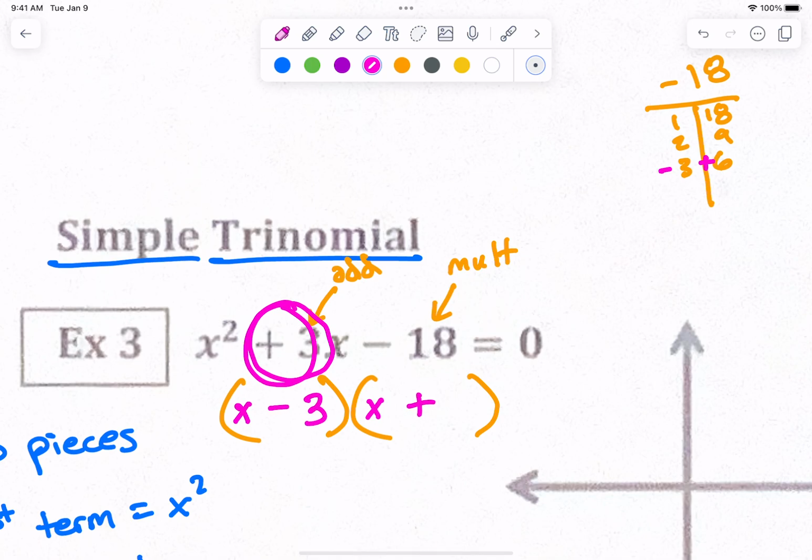Negative 3 and positive 6. That's exactly how it goes. X minus 3, x plus 6. How easy is that? That's it? Now, we have to set it equal to 0.